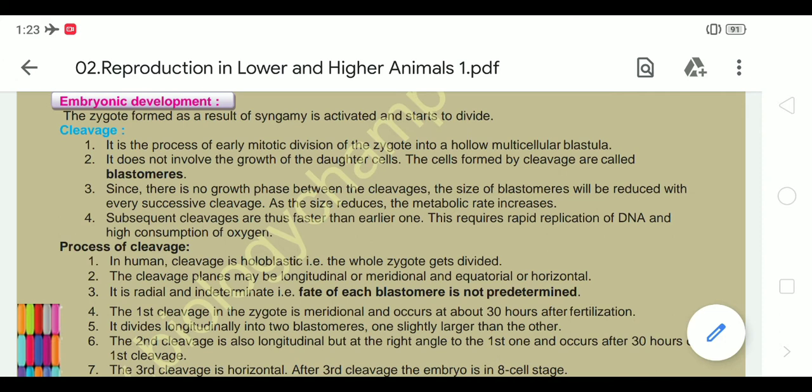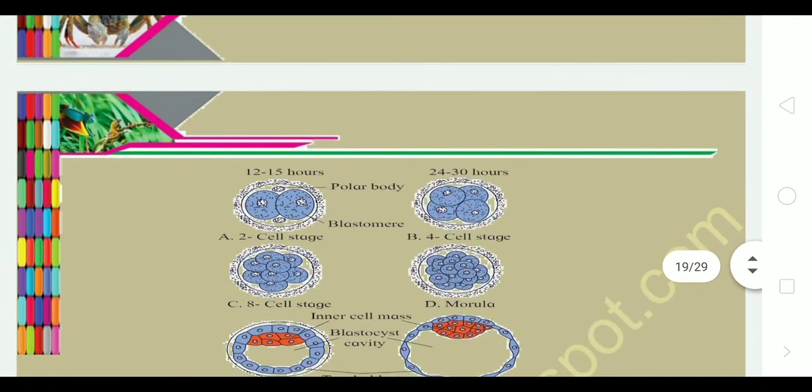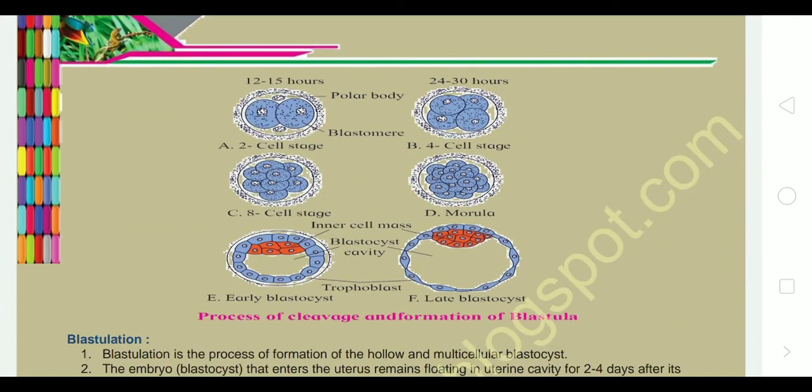There are phases according to the number of cells and some events. First, that is cleavage. It is the process of early mitotic division of the zygote into a hollow multicellular blastula. A blastula, that is a hollow multicellular thing, a blastocyst and the late blastocyst, a hollow multicellular thing.